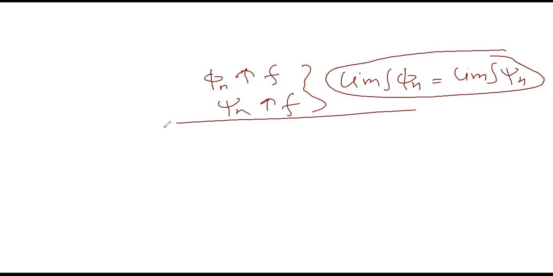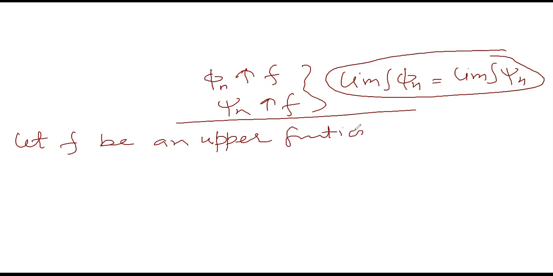Now, from this we have the following observation. Next we want to define the integral of an upper function. So let f be an upper function, and let phi n be its generating sequence.